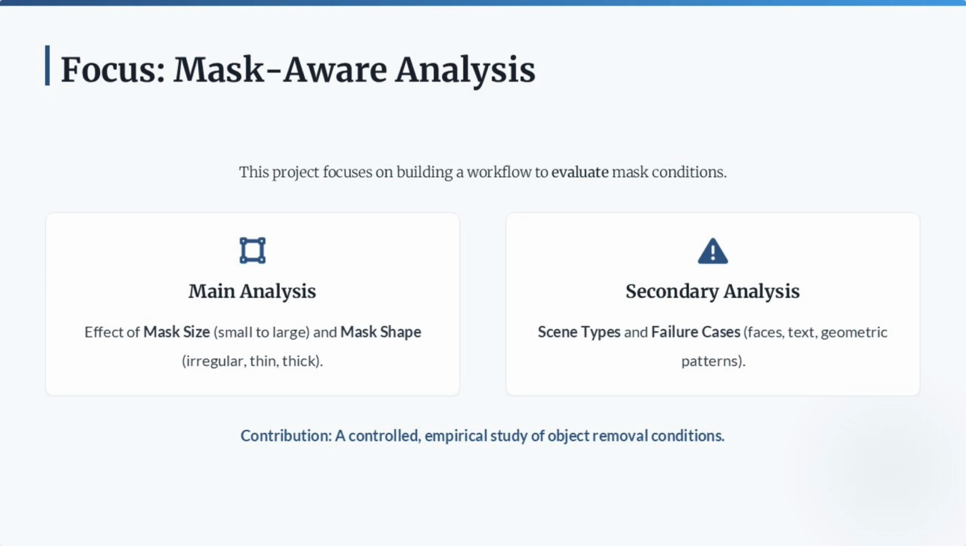The implementation priority is divided into 3 levels. The must-have part is baseline implementation and comparison. The should-have part is mask type analysis. The optional extras include Repaint comparison and a simple Gradio or web-based user interface.